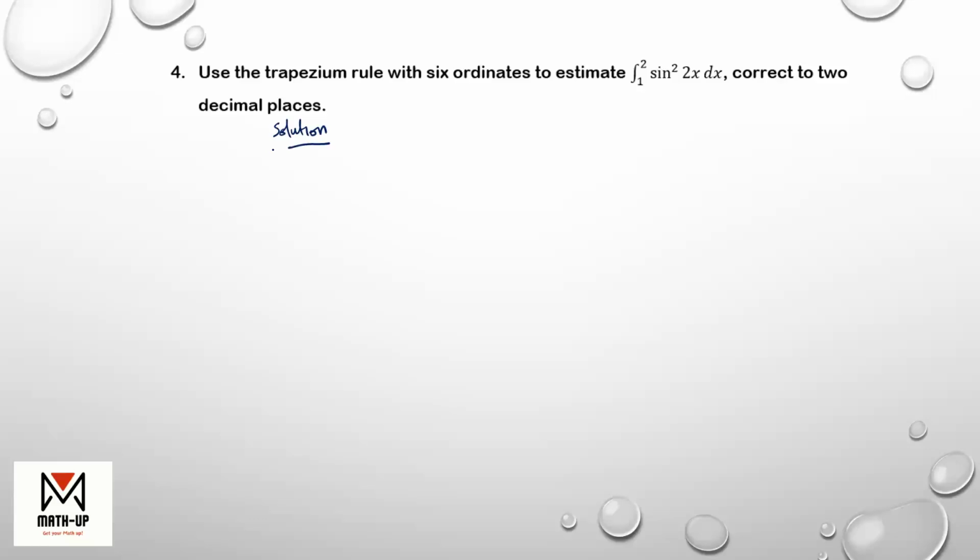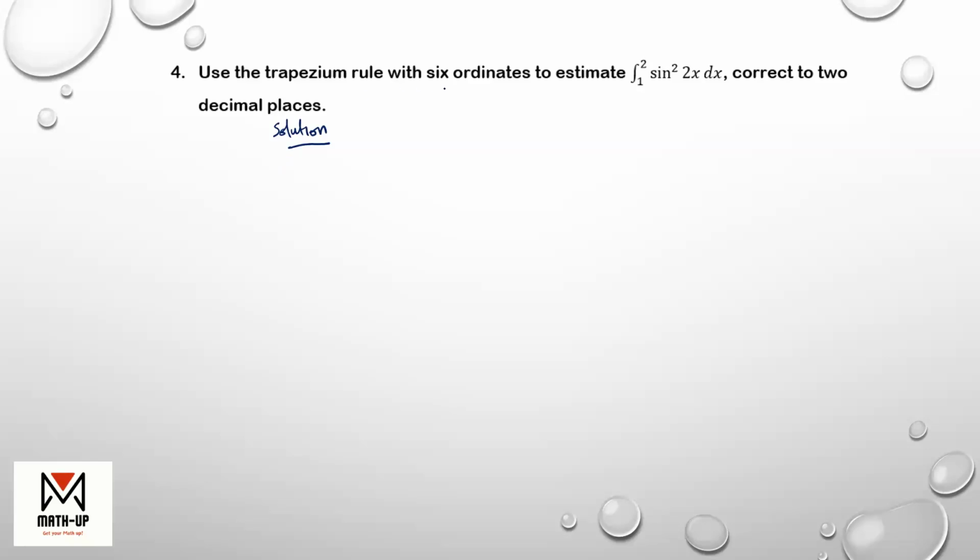Yeah, thank you, Raymond. So question 4 says, using the trapezium rule with 6 ordinates, estimate the integral of sine squared 2x from 1 to 2, correct to 2 decimal places. It is important to note that for trig functions under calculus, the angles, or whatever values you substitute into the function, have to be in radians. So it is important you set your calculator in radians.